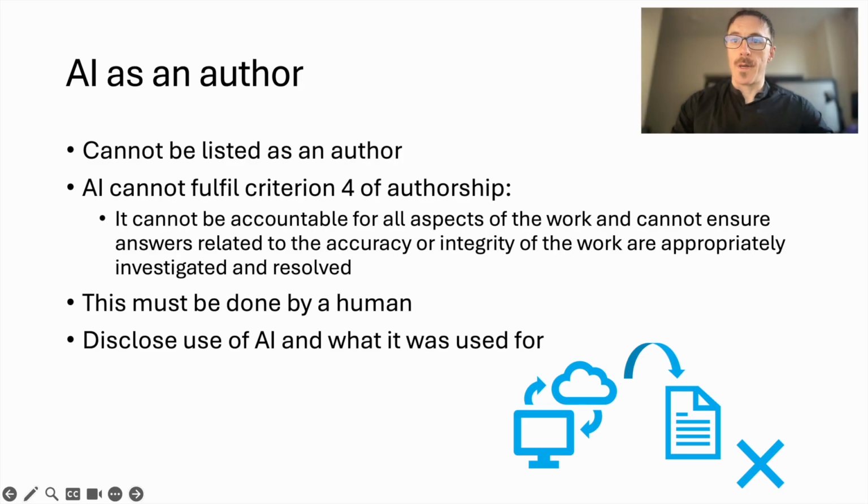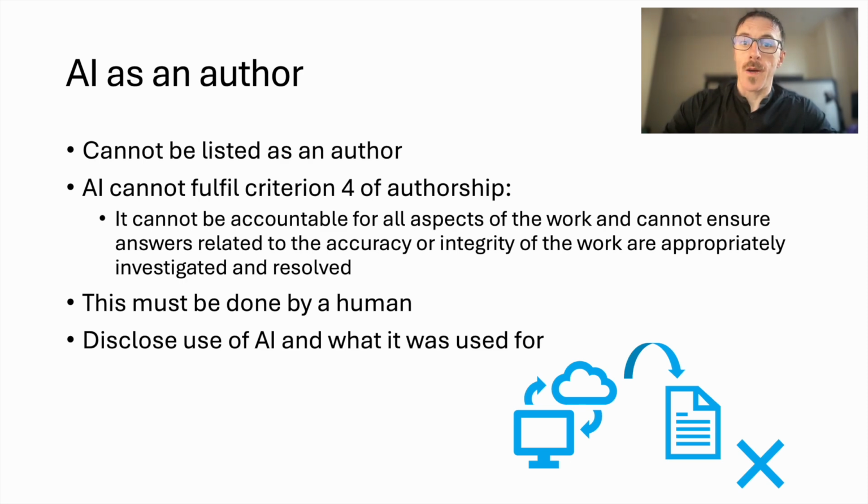Okay, let's talk a little bit about artificial intelligence as an author. An AI tool such as a large language model cannot be included as an author. Why? Well, because AI cannot fulfill criterion number 4 of authorship. It cannot be accountable for all aspects of the work and cannot ensure answers related to the work's accuracy or integrity are appropriately investigated and resolved. This must be done by a human.